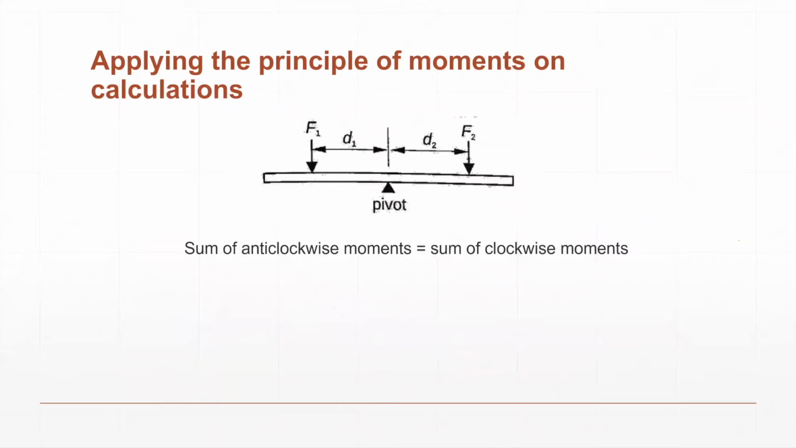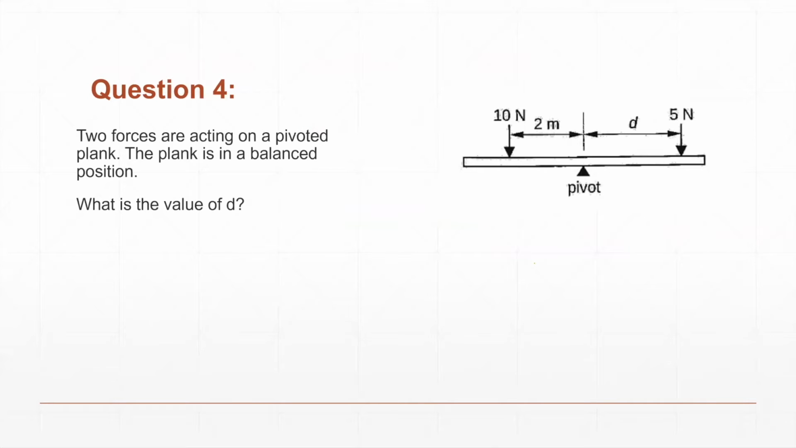So here, as you said earlier, how to apply the principle of moments: sum of clockwise moments equals sum of anti-clockwise moments. So this is the clockwise, this is the anti-clockwise. So it's F1 times D1 equals F2 times D2. So now your turn. Apply the principle of moments and then find D.